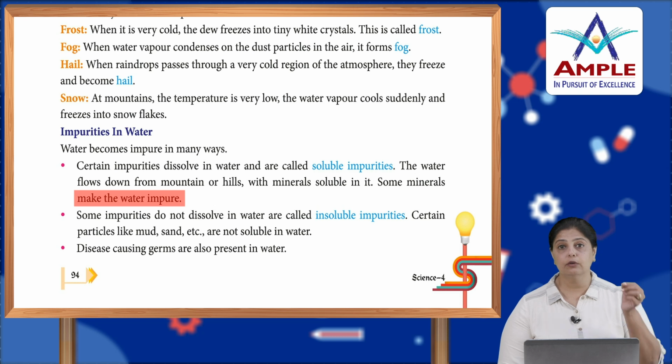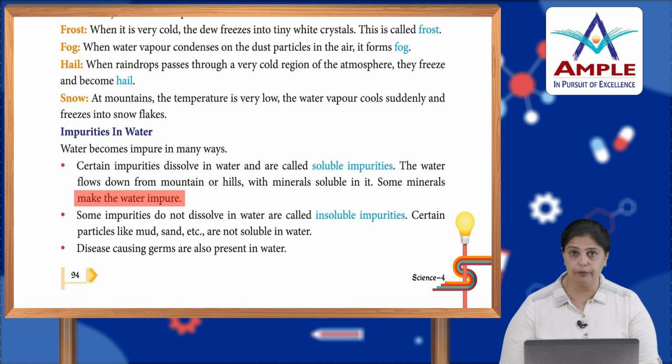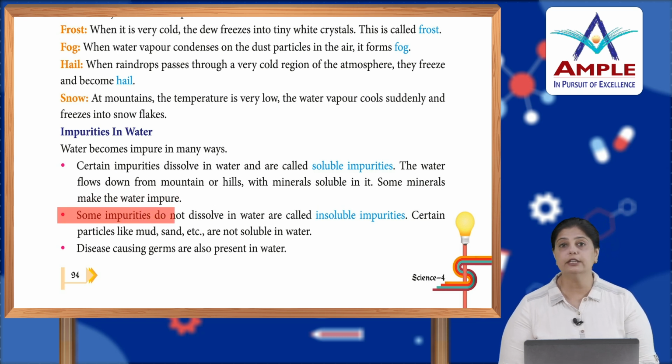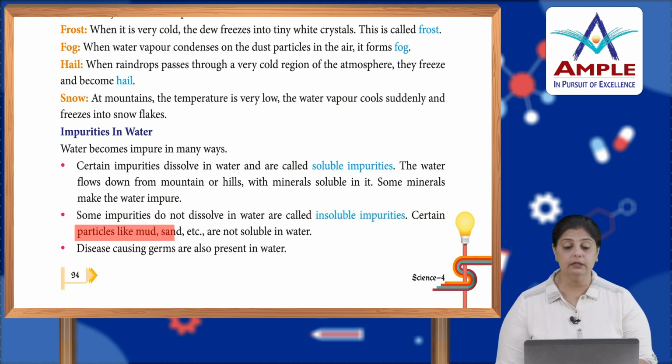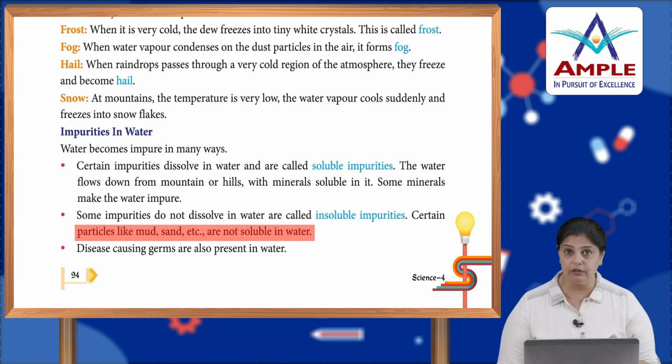Now, this water that is falling down has minerals in it. Some of the minerals make the water impure. Some impurities do not dissolve in water and are called insoluble impurities. The ones that dissolve are called soluble, and the ones that do not dissolve are called insoluble impurities. Certain particles like mud, sand, etc., are not soluble in water because they are heavier than the water, so they cannot dissolve in it.